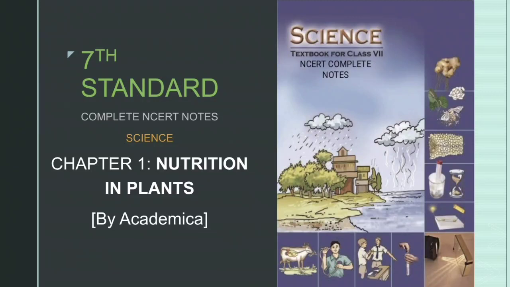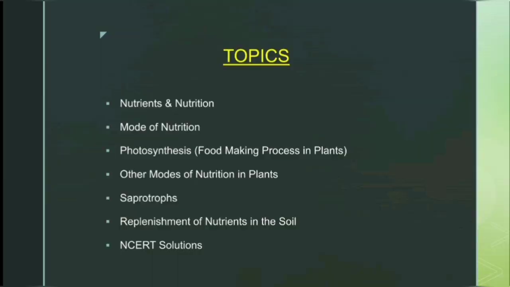We are here to discuss the first chapter from the science textbook of the 7th class, Nutrition in Plants. We have some topics to discuss in this chapter like nutrients and nutrition, mode of nutrition, photosynthesis, which is the food making process in the plants, other modes of nutrition in plants, saprotrophs, replenishment of nutrients in the soil. After all the above discussions, we will move on to NCERT solutions.